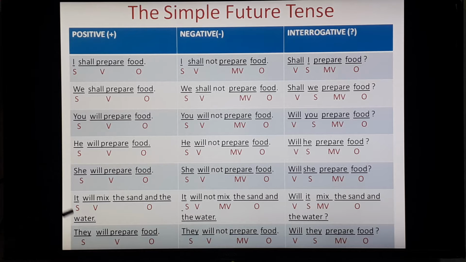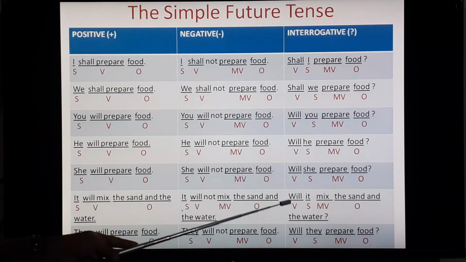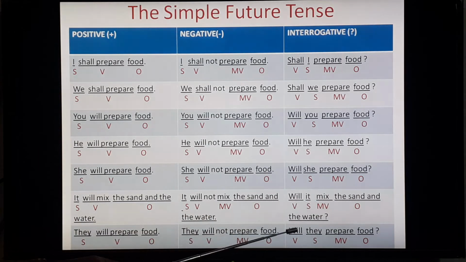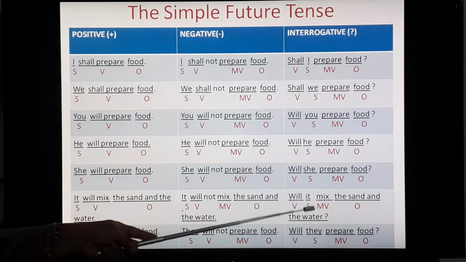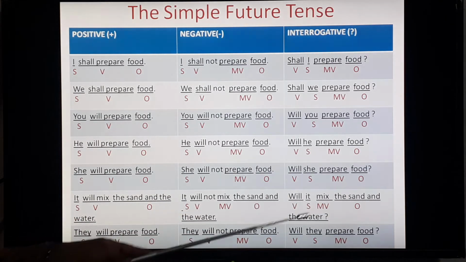Third person singular, it will mix the sand and the water. It, subject, will mix, verb, the sand and the water object. You can use this it only for non-living thing. Negative form, it will not mix the sand and the water. It, subject, will, verb, not is given because negative formation, mix, V1 form, the sand and the water object. Interrogative, will it mix the sand and the water? Will, verb, it, subject, mix, main verb, the sand and the water object.